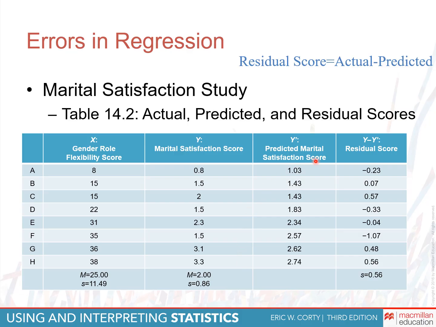And so we can calculate the amount of error when we look at the difference between what's the actual and what's the predicted. And that's what we call a residual score. So for example, the actual marital satisfaction score for participant A was 0.8, but we predicted that it would be 1.03. And so that gives us a residual score of negative 0.23. And so we can do that for each of the participants in our study. And then we can come up with a standard deviation for those residual scores as well.